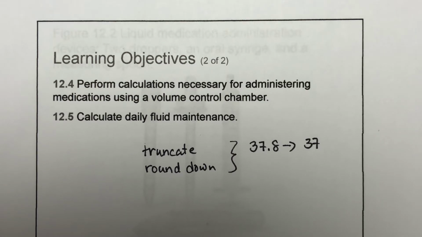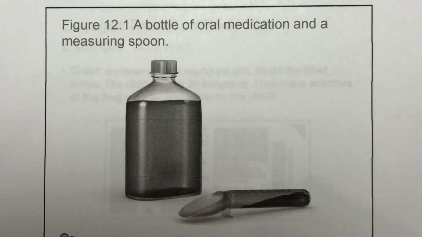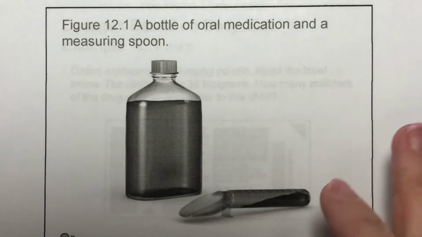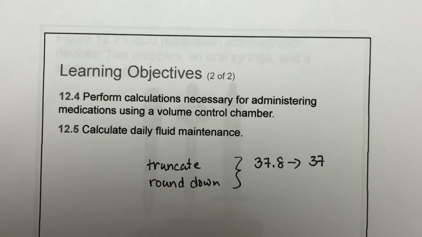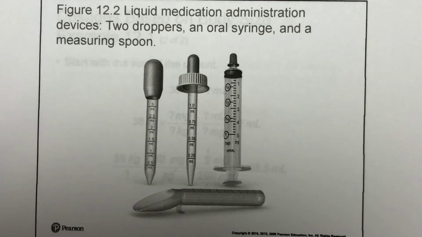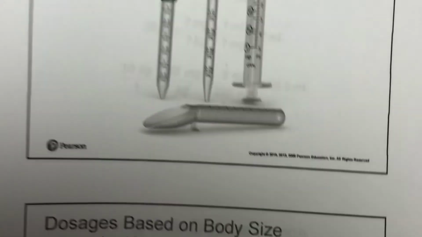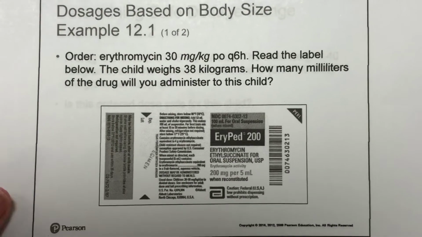Different places have different rules. You need to make sure you know the rules of the institution where you're working, but this happens a lot in pediatric medicine. Kids often need to have oral medications. That's a particular kind of measuring spoon. And there are some droppers to make sure you've measured correctly.